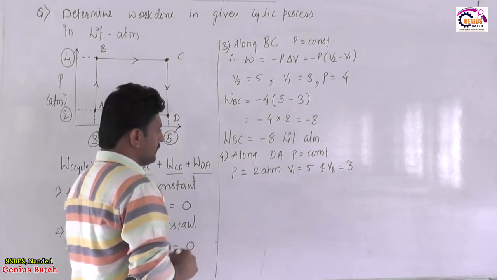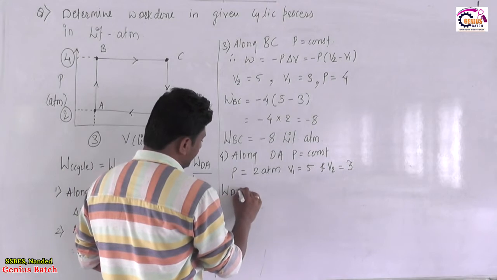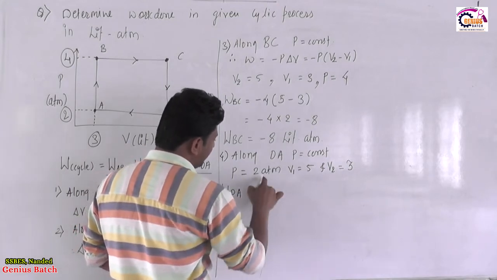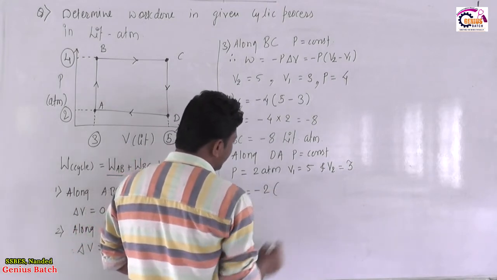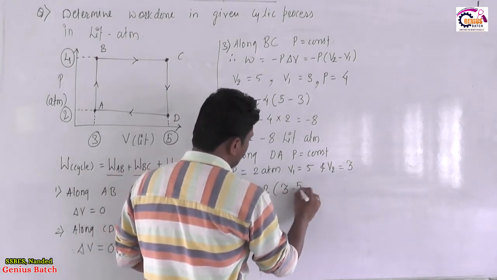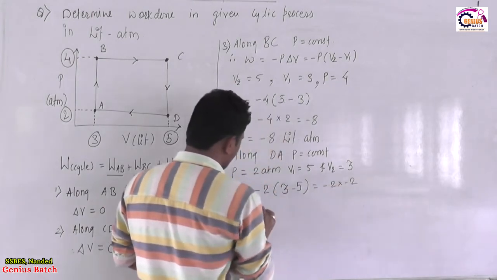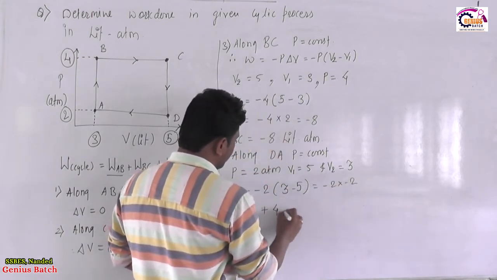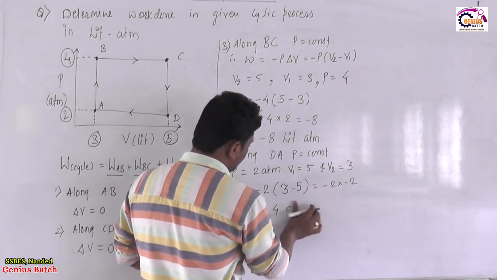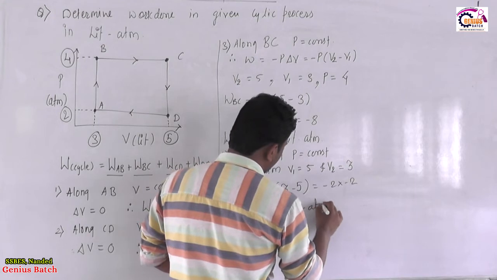Little difference is there. Now we will calculate work along DA. It is minus of pressure, so minus of 2 into final volume 3 minus initial volume 5. So it is minus 2 into minus 2, minus minus plus, and it becomes plus 4 liter atmosphere.